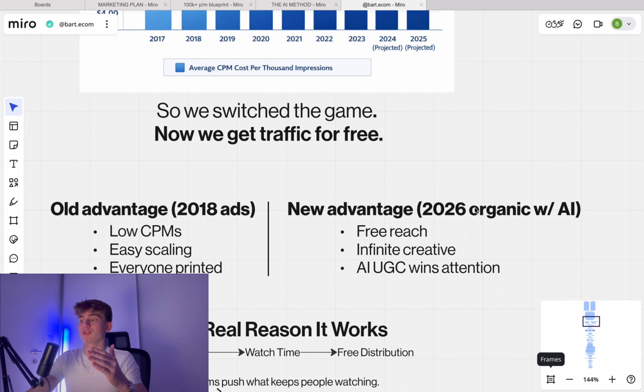So the advantage with AI, we have free reach with TikTok and Instagram and even Facebook. We can do infinite amount of creatives. Back then you had to get a UGC creator that cost 200 to 300 per video, which took a few weeks, if not months. And obviously AI UGC wins attention because you can make such little adjustments. So it's really perfect. With the UGC creators, you cannot do that.